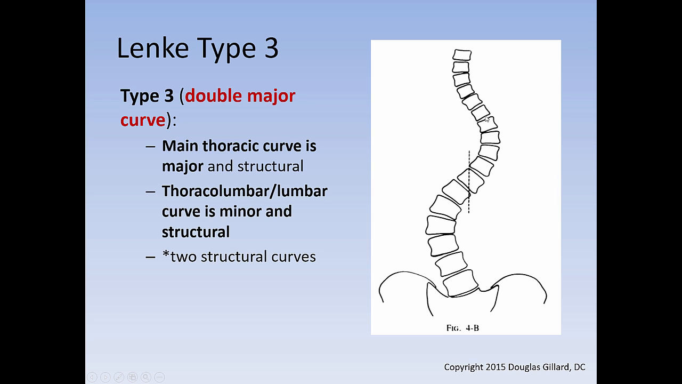Okay, so we can obviously see thoracic is by far the deepest curve here. And then we have a lumbar curve here. Thoracolumbar lumbar curve is a player as well. So all we know, if the main thoracic is the biggest, if that's the major curve, and this is the minor curve, and they're both structural, then we have a Lenke type 3 curve.